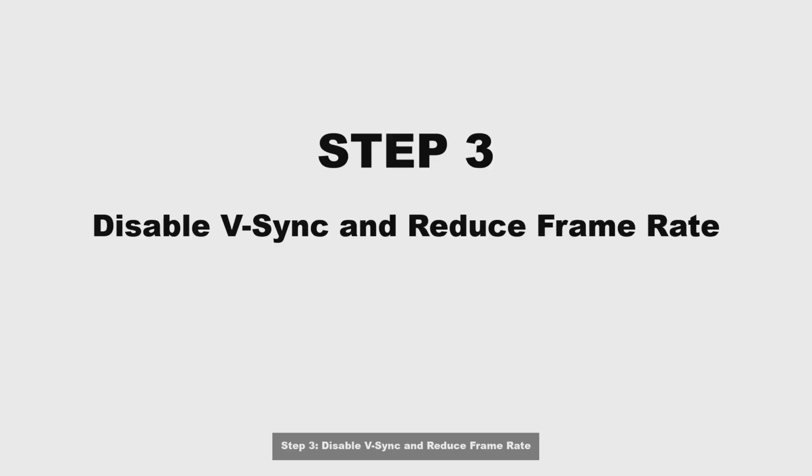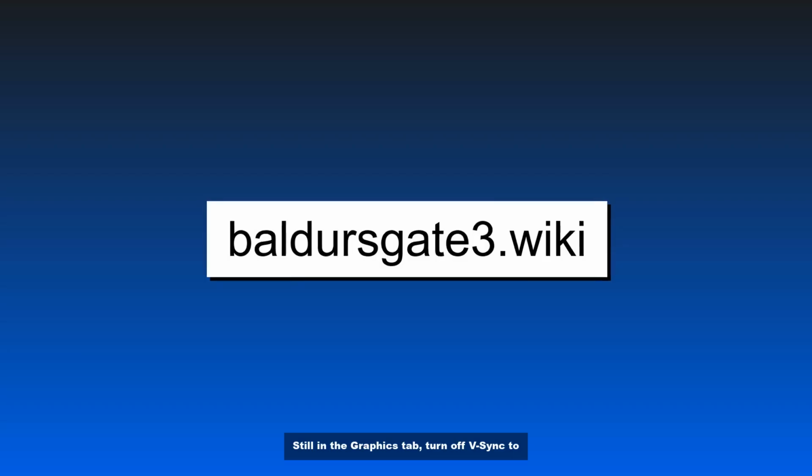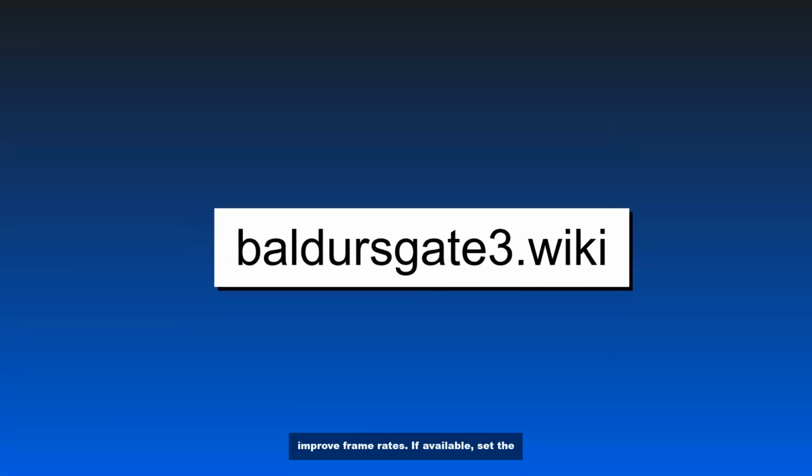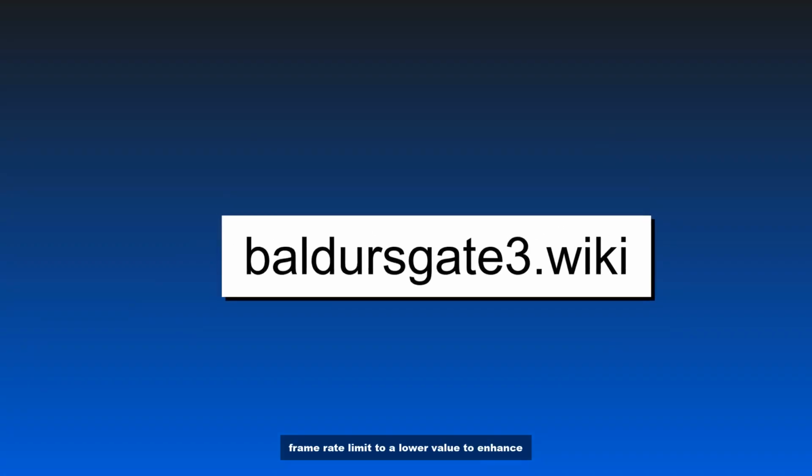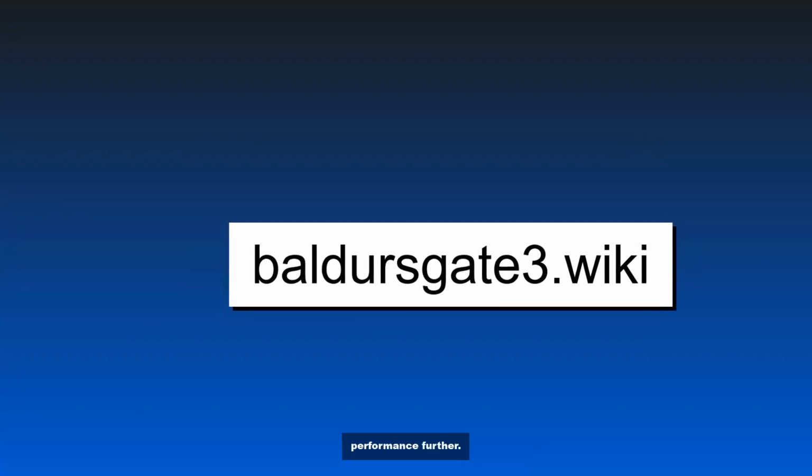Step 3. Disable VSync and reduce frame rate. Still in the Graphics tab, turn off VSync to improve frame rates. If available, set the frame rate limit to a low value to enhance performance further.